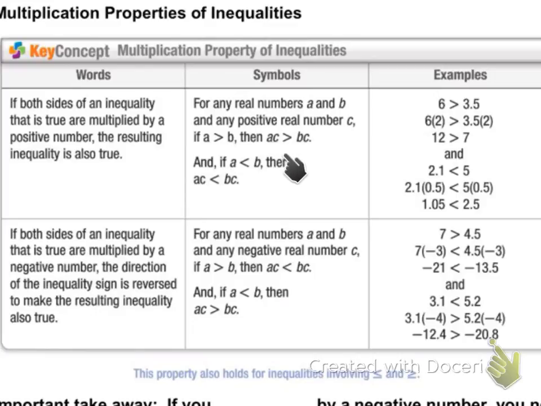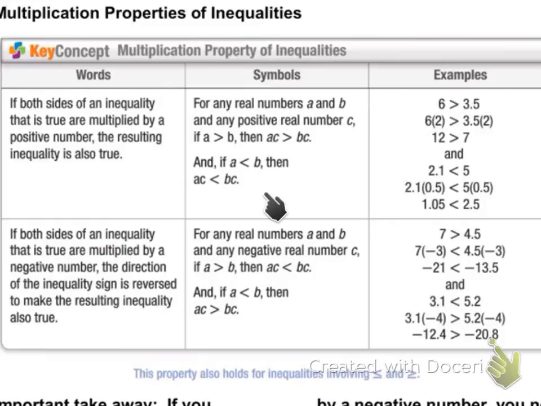So if two people are in the room, one person has more money than the other. If you double each of those people's money, the person with more money still has more money. Right? Just like yesterday, if we gave everybody $5, nobody's money changed. Everybody who is greater than somebody else is still greater than them. Okay? So we got a couple examples with just numbers, like 6 is greater than 3.5. Multiply both sides by 2, 12 is definitely bigger than 7. So we are keeping things true.